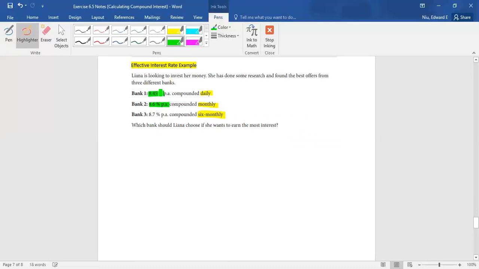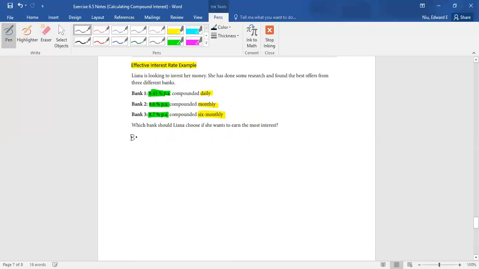What we have to do is figure out which one's the best value for money. In our case here, if we're investing, we have to find the highest interest rate after we adjust it. So which bank should Liana choose if she wants to earn the most interest? Here we want to find the highest effective interest rate. If it was borrowing, it would be the lowest.